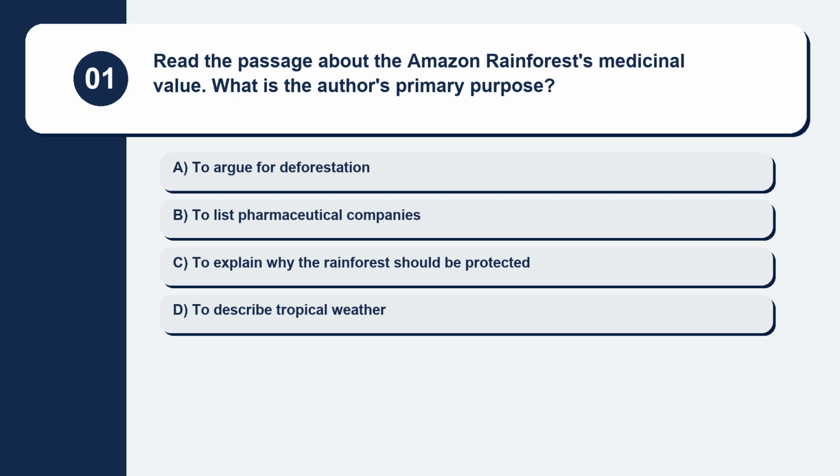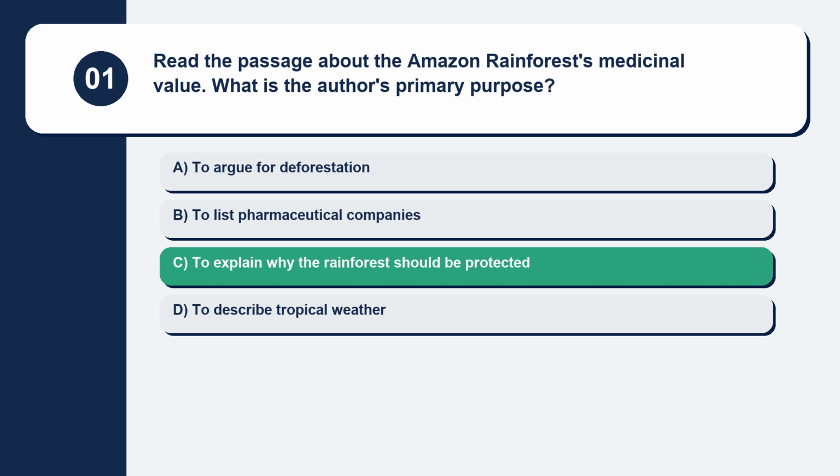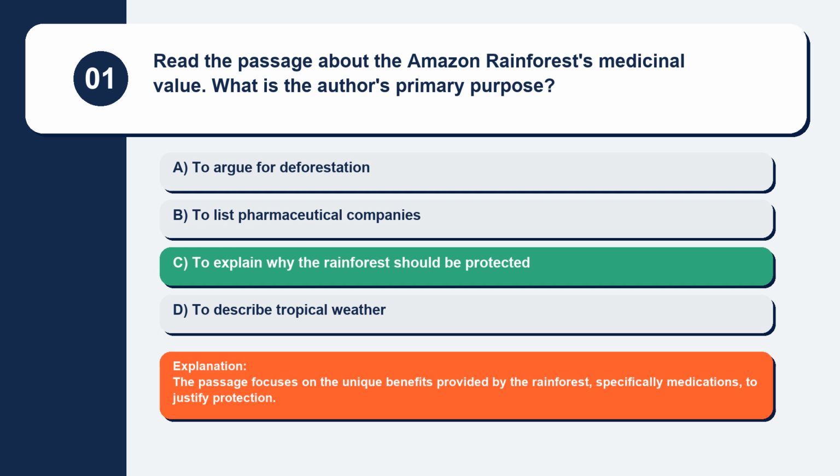Question 1. Read the passage about the Amazon rainforest's medicinal value. What is the author's primary purpose? To argue for deforestation. To list pharmaceutical companies. To explain why the rainforest should be protected. To describe tropical weather. The passage focuses on the unique benefits provided by the rainforest, specifically medications, to justify protection.